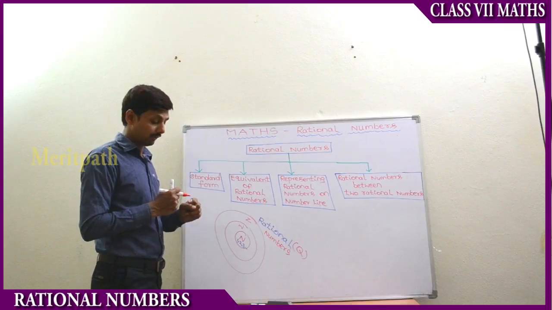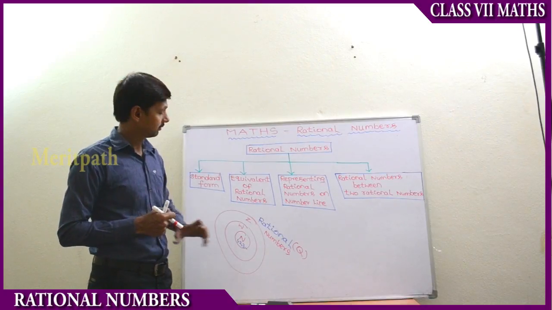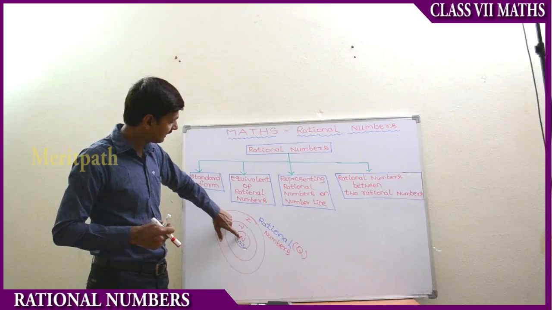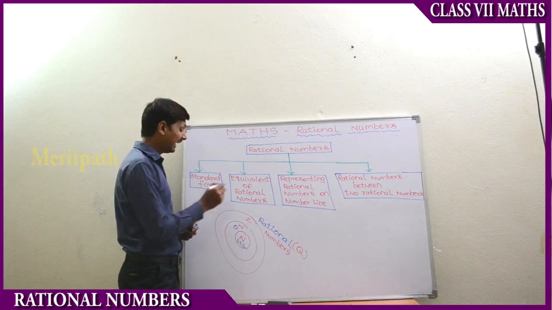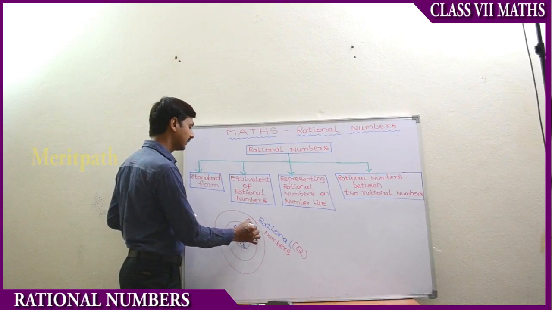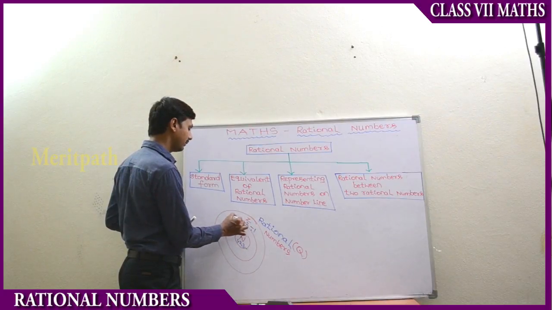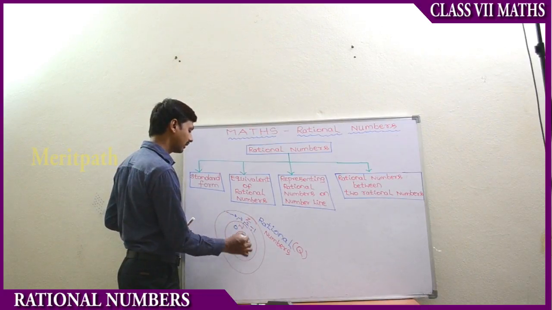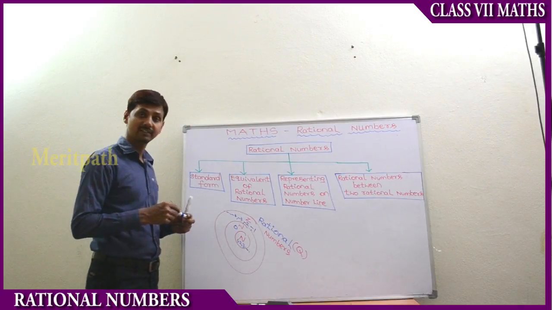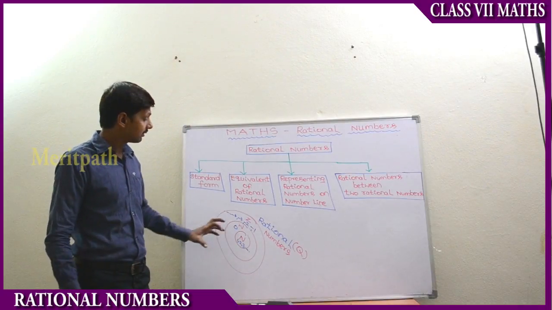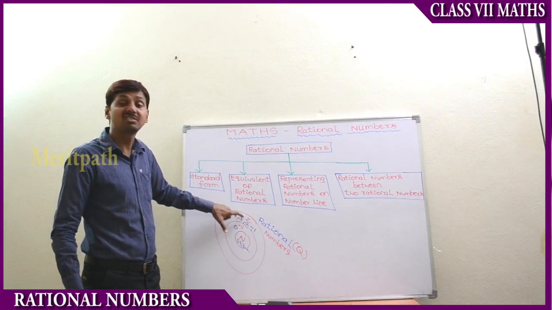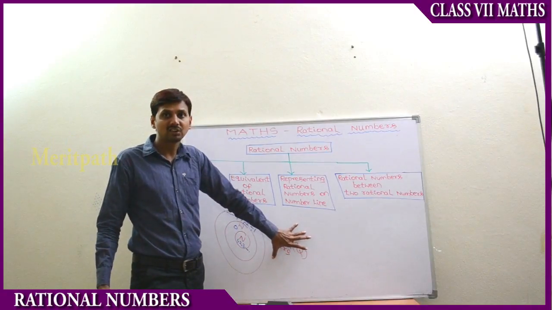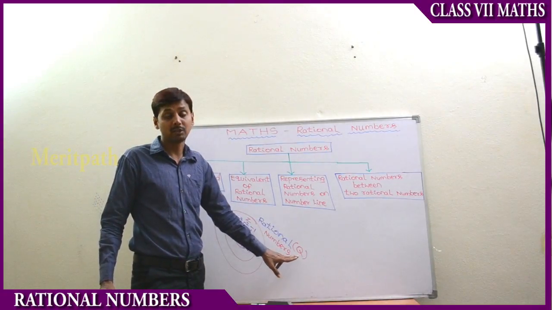So we have learned all these numbers in previous classes, that is natural and whole numbers. The 0 is added there, and integers have negative values along with all the numbers. Negative values are -1, -2, -3, -4 and so on. These are called integers. So the set of natural, whole and integers together is known as rational numbers. Rational numbers are denoted by capital Q.